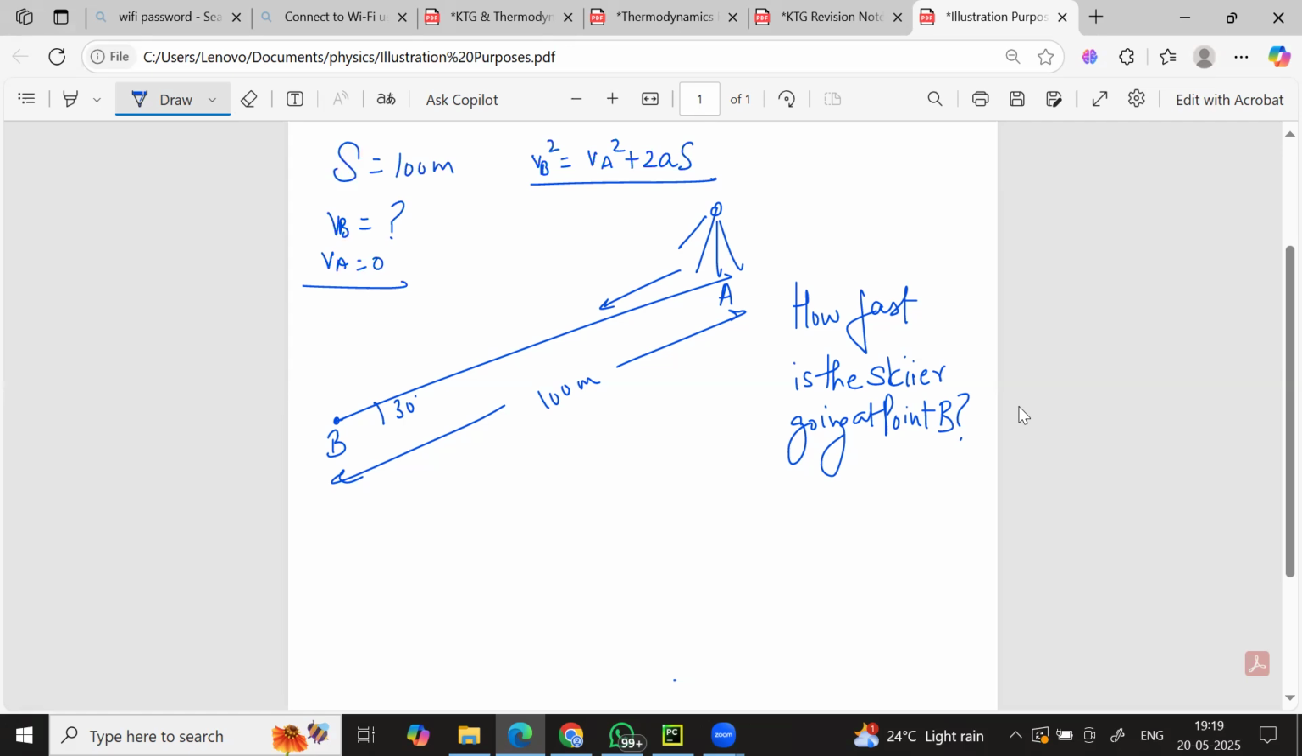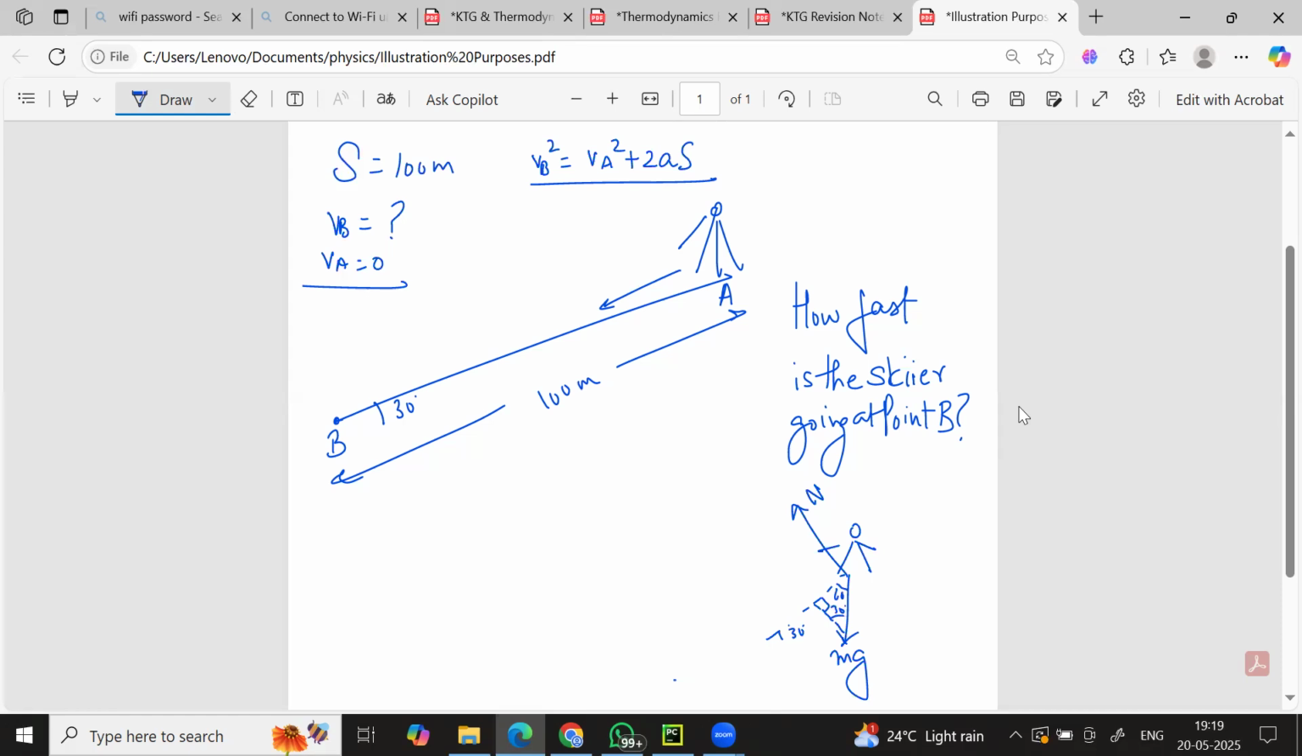Now, let's draw a force balance diagram for the skier. This is the weight, and this the normal reaction from the slope, and this angle is 30 degrees. If I draw the components of the weight, this is 60 and this is 30.